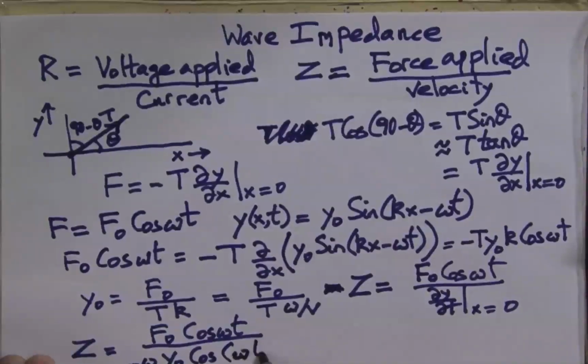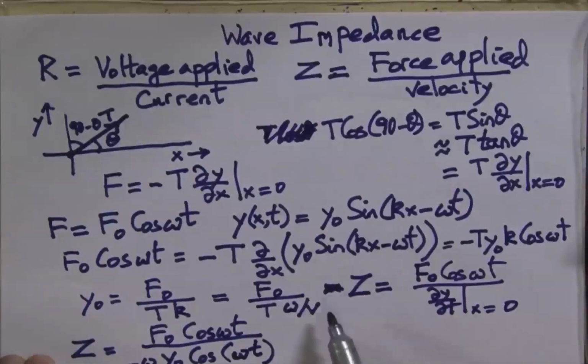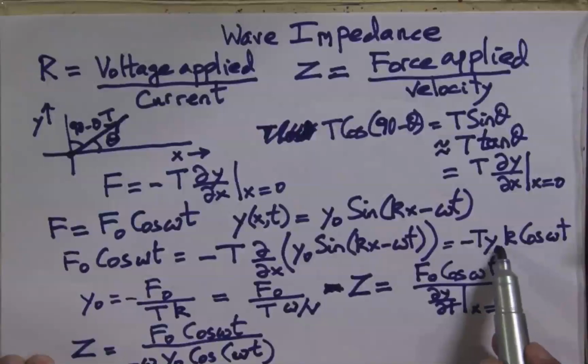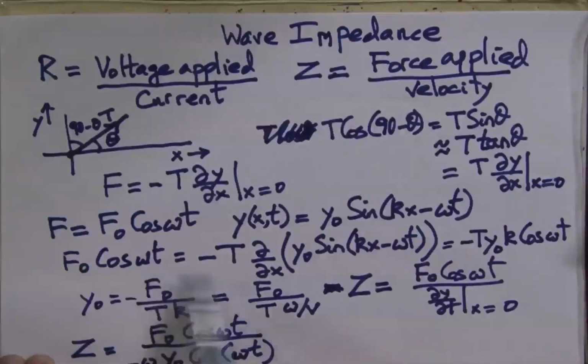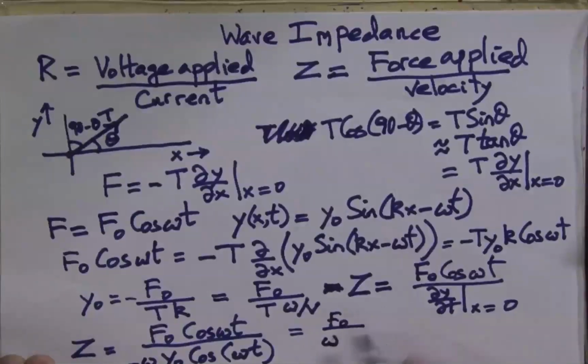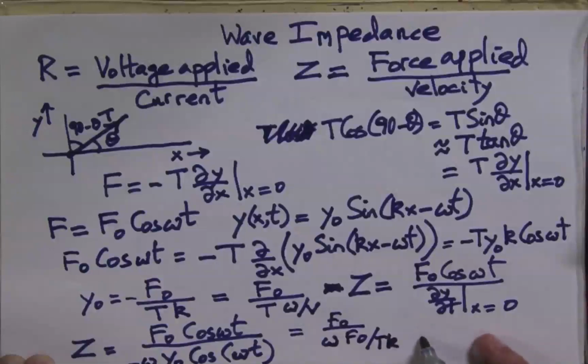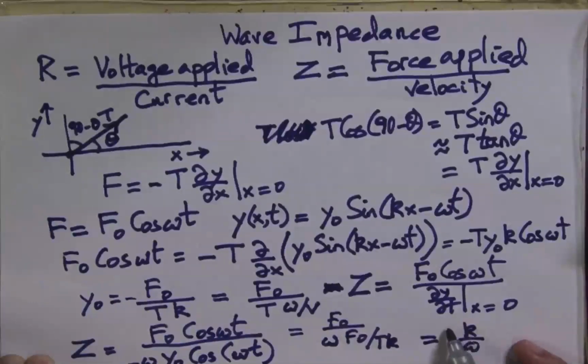And now y naught, I had a minus sign over here. You saw that. I missed that. So here we had F naught cosine omega t was equal to this. So y naught was equal to minus over here. So there are two minuses, and those minuses will cancel out. So this will give us F naught divided by omega, and for y naught I'm going to put over here F naught divided by T times k. So this is now k over omega, and there's a T at the top.